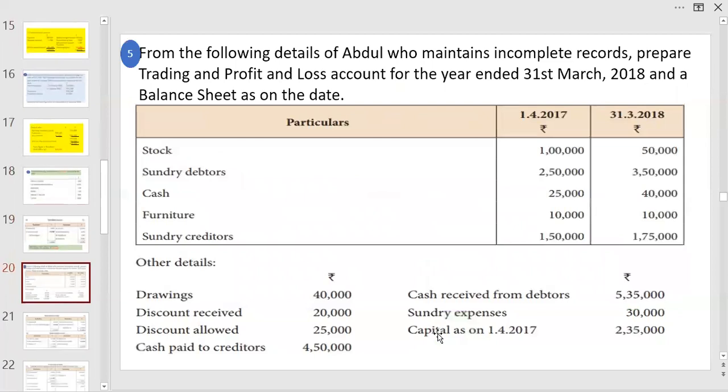In illustration 5, opening assets and liabilities and closing assets and liabilities are given. A few transactions are given.